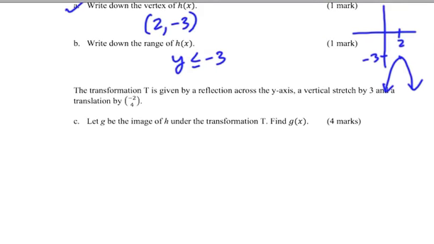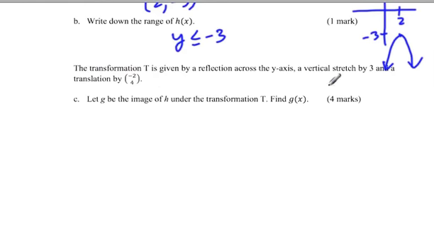Now, let's look at part C. This was one of the actual hardest, trickiest parts. A transformation T is given by a reflection across the y-axis, a vertical stretch by 3, and a translation by negative 2, 4 in vector form. Let G be the image of H under the transformation T. This is a very confusing statement, so let's actually decipher what that means.